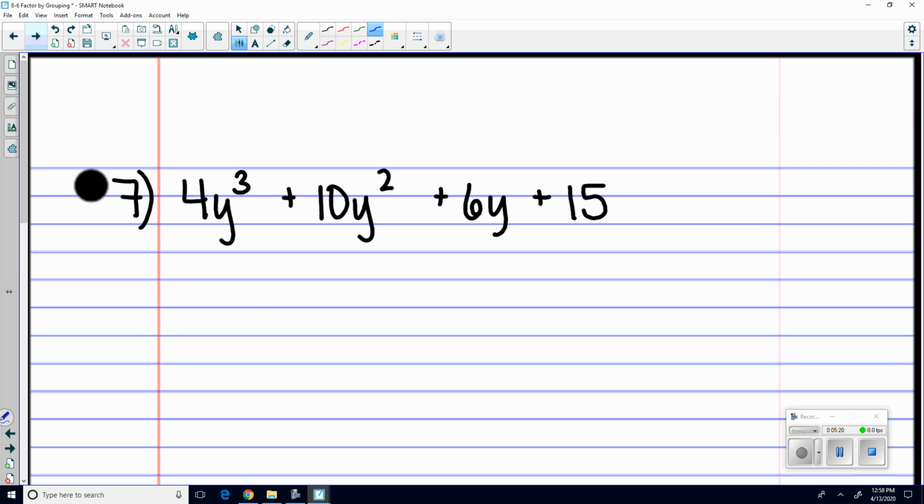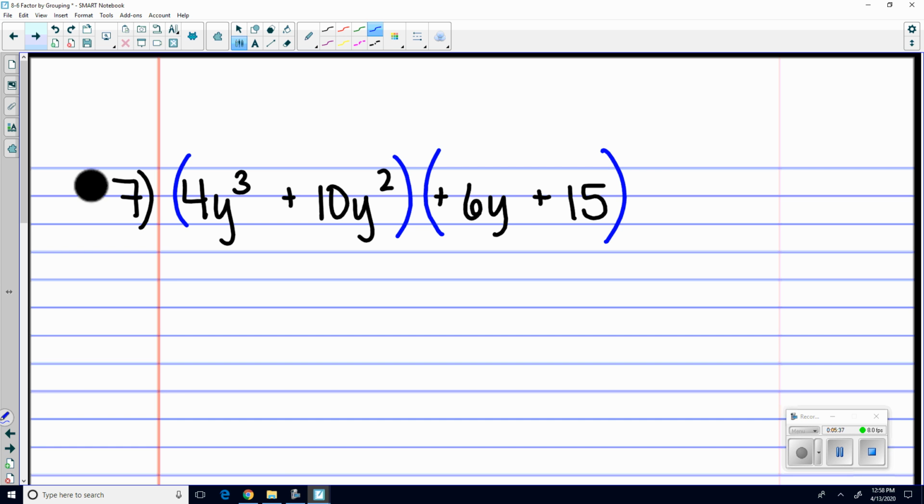All right, 2 to go. Number 7, check if it's in standard form. y cubed, y squared, y, and no variable. Yes, it is in standard form. So let's factor this by grouping. Group together and group together.